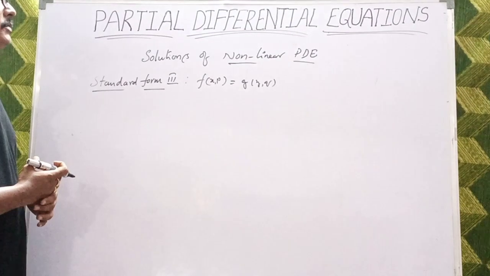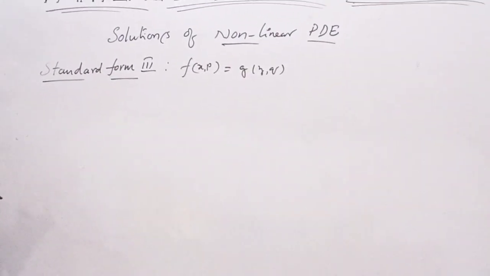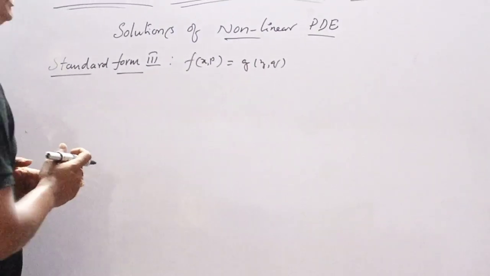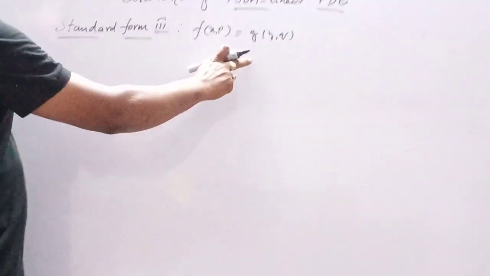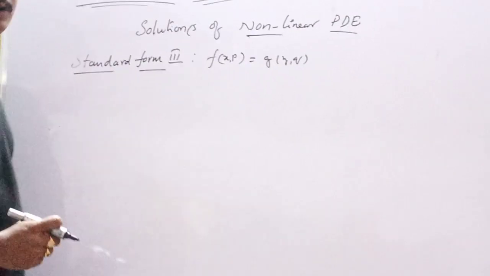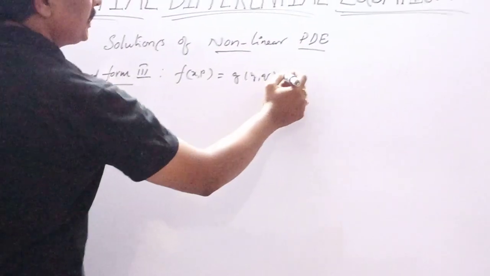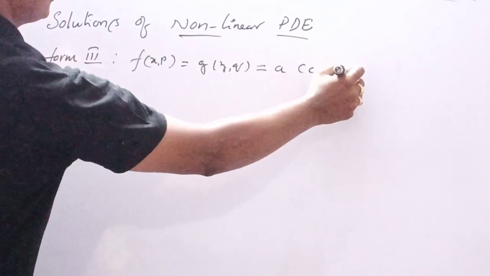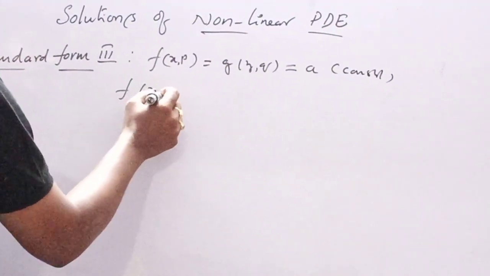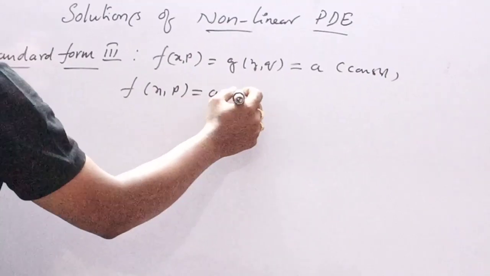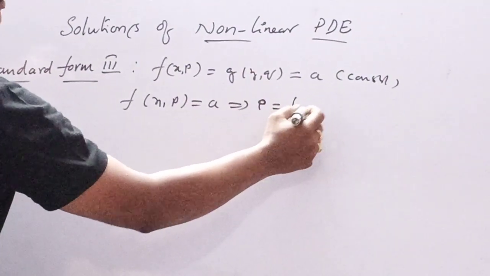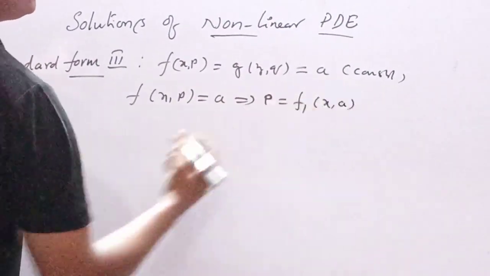So standard form 3: f of x comma p equals g of y comma q. The function on one side involves only x and p, and the function on the other side involves only y and q. So you can say this is equal to a constant a. So we have f of x comma p equal to a. Using this equation, find the p value: p equals some f1 of x comma a.